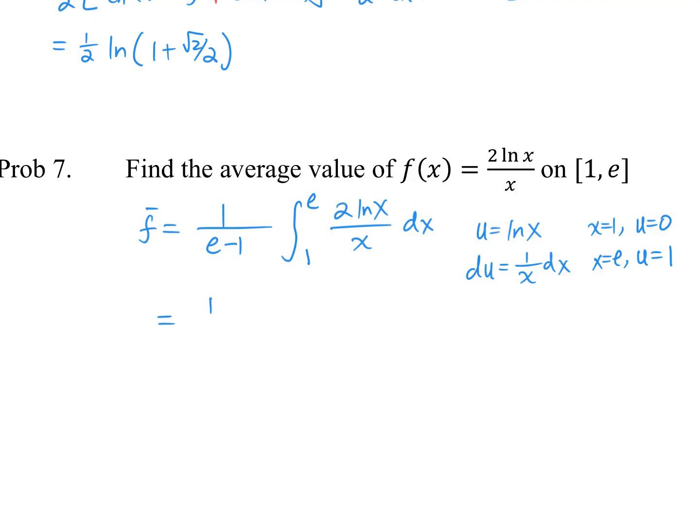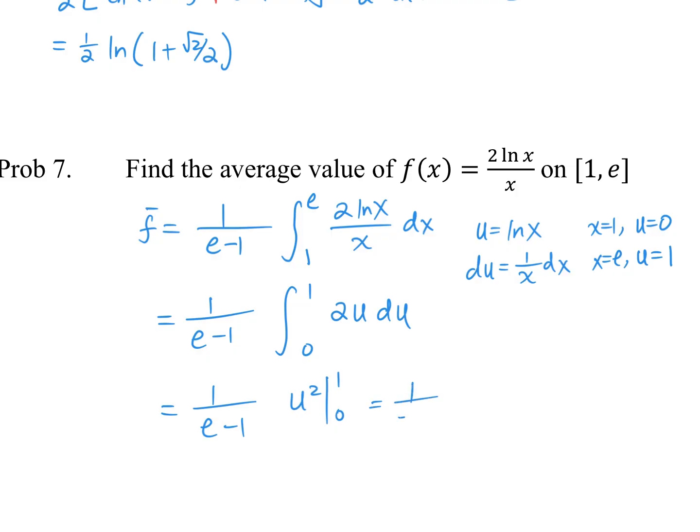So now this is equal to 1 over e minus 1, and the limits become 0 to 1. This is 2 u du, right? This is the du, this is the u. And the antiderivative is just u squared. And plug in these two limits, which becomes 1 over e minus 1. When this is 1, it's 1. When this is 0, it's 0. So it's 1 over e minus 1.